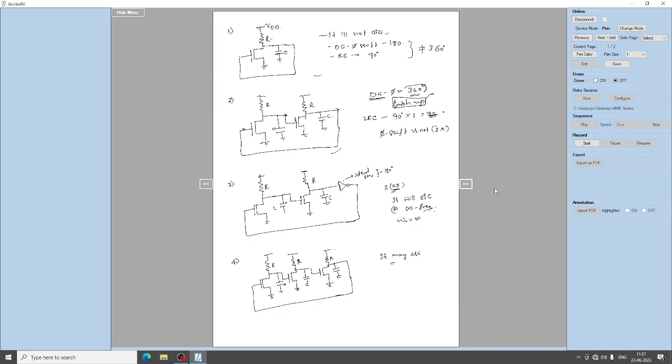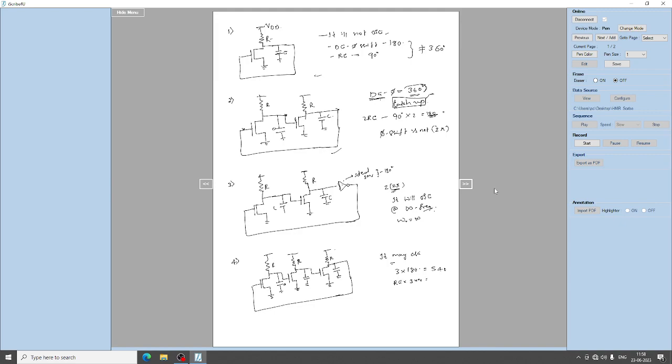So the condition for the frequency of oscillation: the gain should be greater than 1, and the phase shift from input to output and back to the input, that means the loop phase shift, should be an integral multiple of 360°. Because you have 3 common source amplifiers, so you have 3 times 180° phase shift, which gives you 540, and you have additional R and C. Each RC will give a phase shift of 90°.